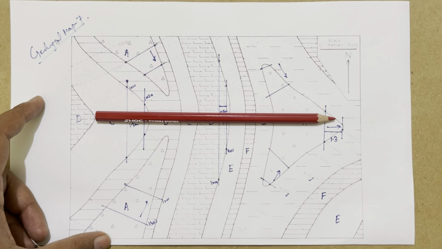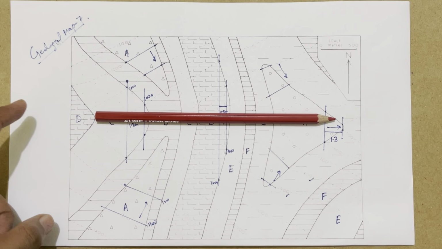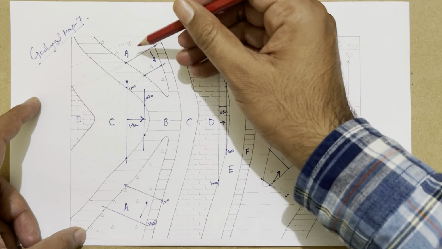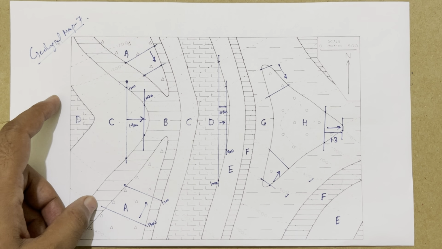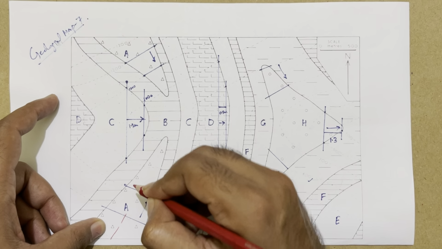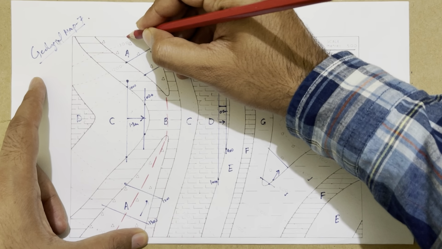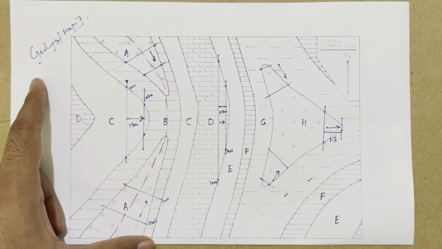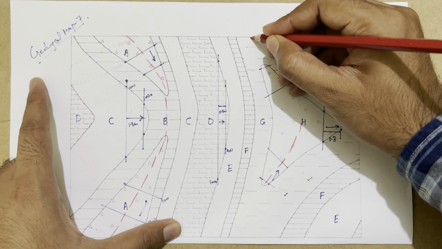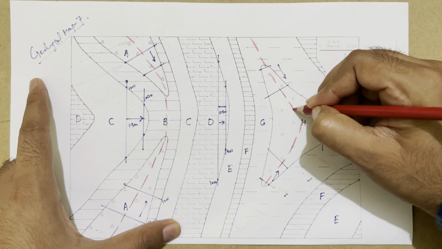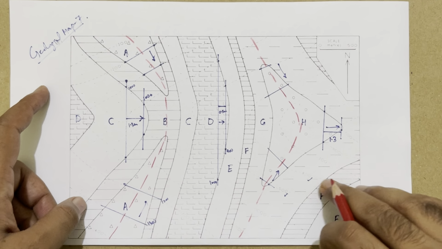So it means this is the one fold axis. And another fold axis is what? Another fold axis is like this. How am I able to interpret that? I will construct it so that you can understand. It is almost similar to this.